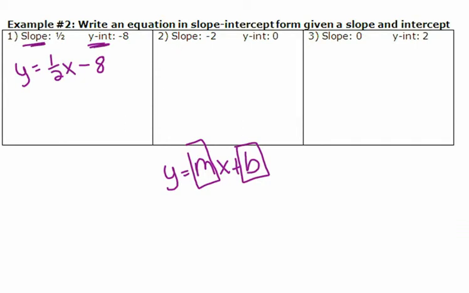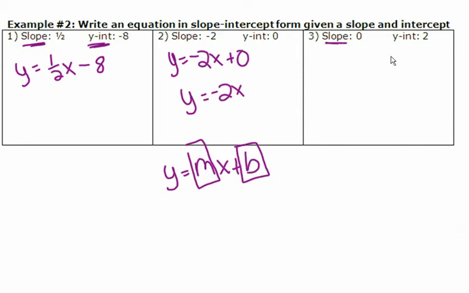So I would do the same thing here. I would have y equals negative 2x plus 0. Now usually we don't write the plus 0, so this is actually just y equals negative 2x.